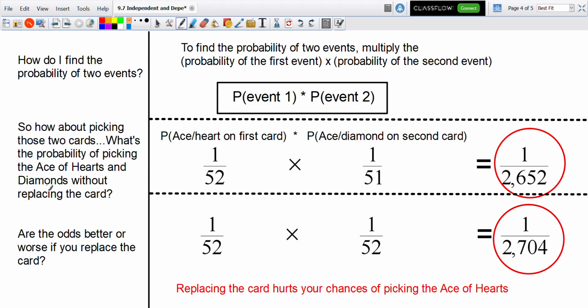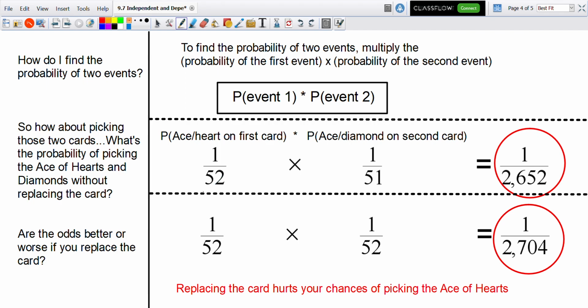So if we look at picking those two cards, what's the probability of picking the ace of hearts and then the ace of diamonds without replacing? So I pick a card, it's the ace of hearts. I pick another card, it's the ace of diamonds. Here we have the probability of picking the ace of hearts on the first card. Like we said, it's a 1 out of 52 chance. There are 52 cards in the deck, and there's only one card we're looking for. So it's a 1 out of 52 chance we pick the ace of hearts on the first card.